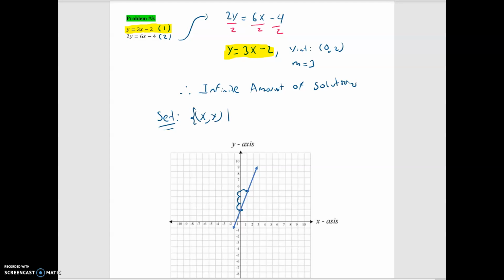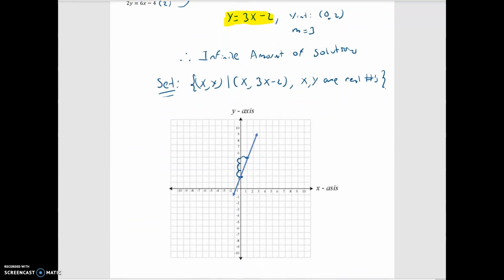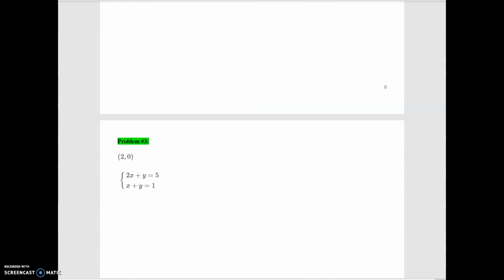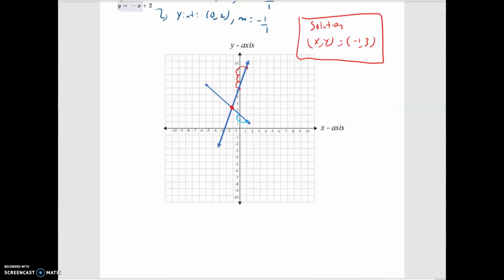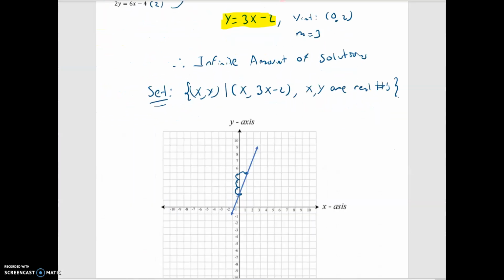one way to write this is x comma, and then your y's are always going to be of the form 3x minus 2. And then technically x and y are real numbers, which means any coordinate point that satisfies that condition. Some of these problems are just going to have a portion for you to select that this is the infinite amount of solutions.